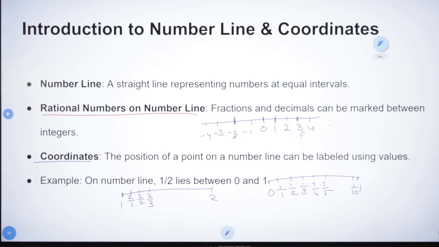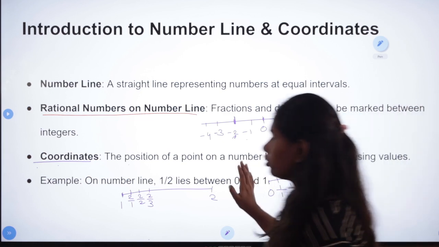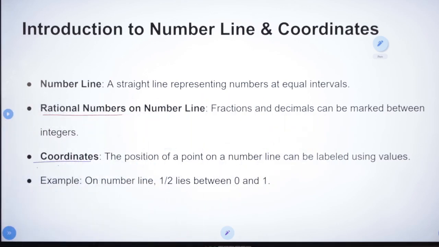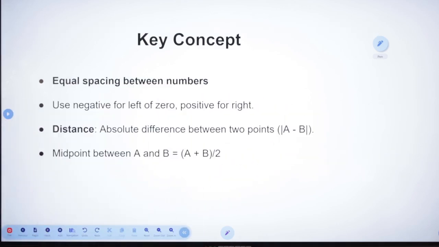So these are the rational numbers on the number line. Okay. Then next, these are the key concepts.